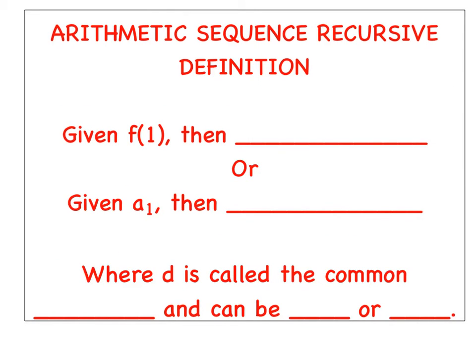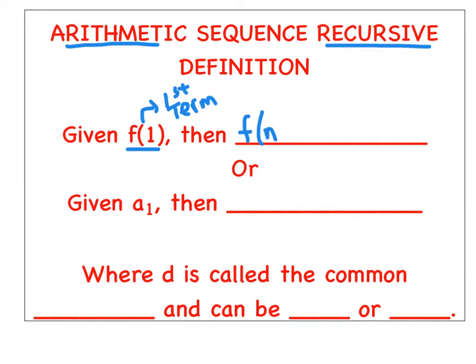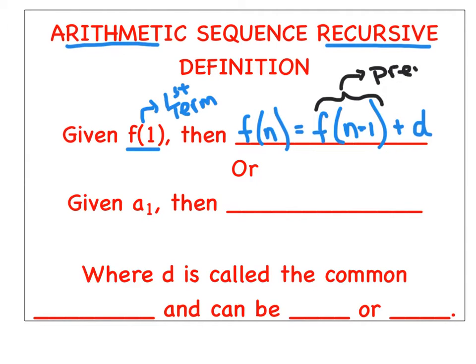We're going to jump right into some pretty funky notation here today, and we're going to give you two varieties of notation. So we're looking at an arithmetic sequence, and we're going to define it recursively. If you are given f of 1, which is the first term, then the nth term is generated by f of n minus 1, make sure that's a minus there, plus the letter d. And this guy right here we call the previous term.